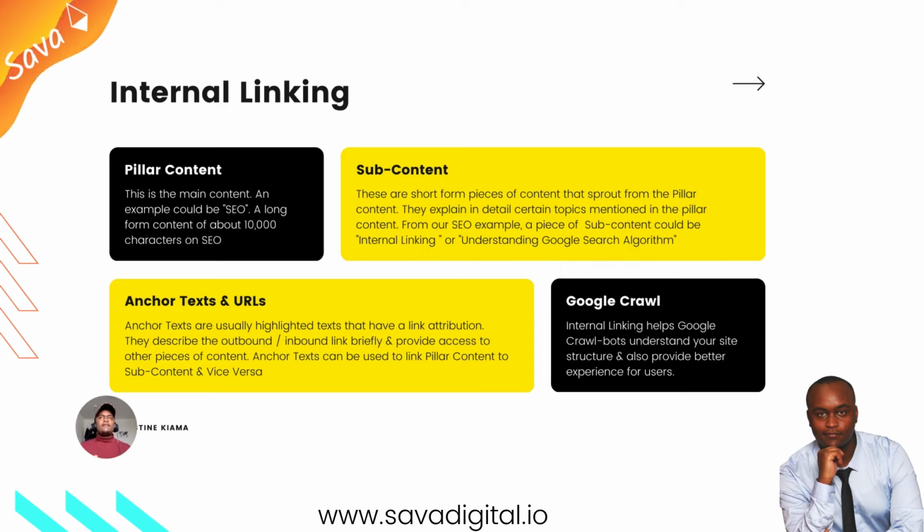Simply having a content sprouting strategy, where you have one pillar content, which is simply the main content, helps. An example could be a long form piece of about 10,000 characters on SEO that makes up the stem, and then sub-content, which is now the branches and the leaves. These are short form pieces of content that sprout from the pillar content and explain in detail certain topics mentioned in it. From the SEO example, a piece of sub-content could be internal linking or understanding the Google search algorithm.